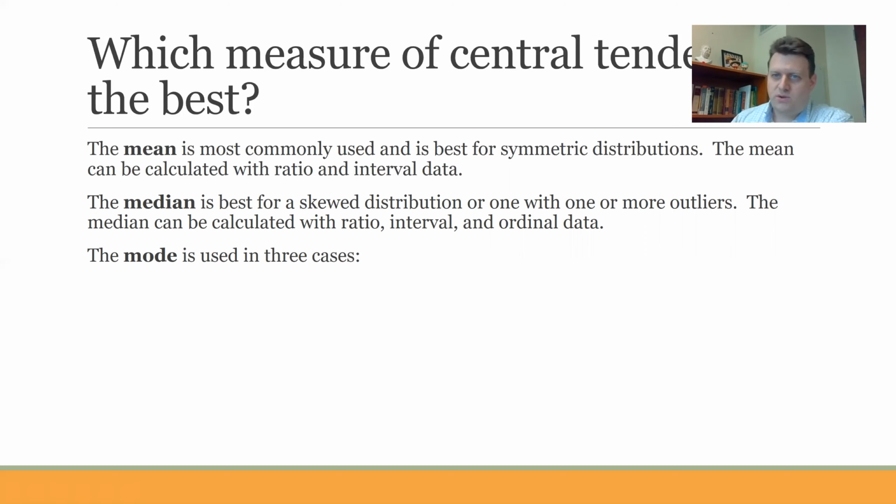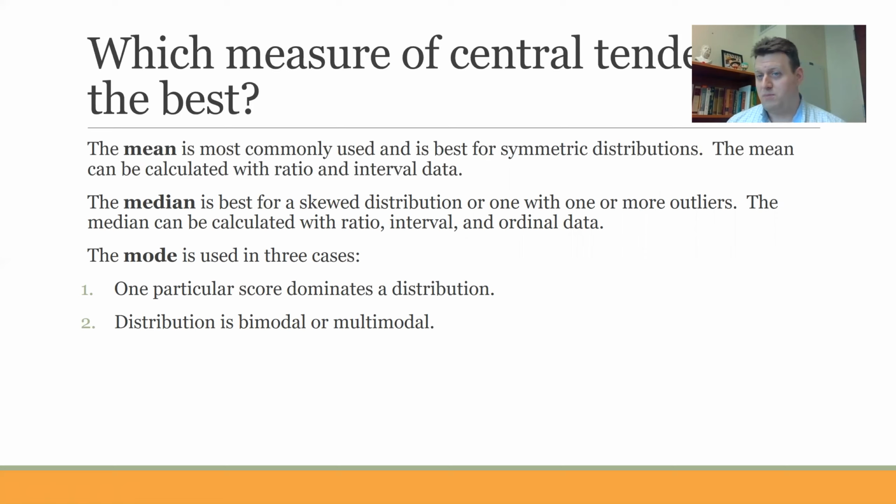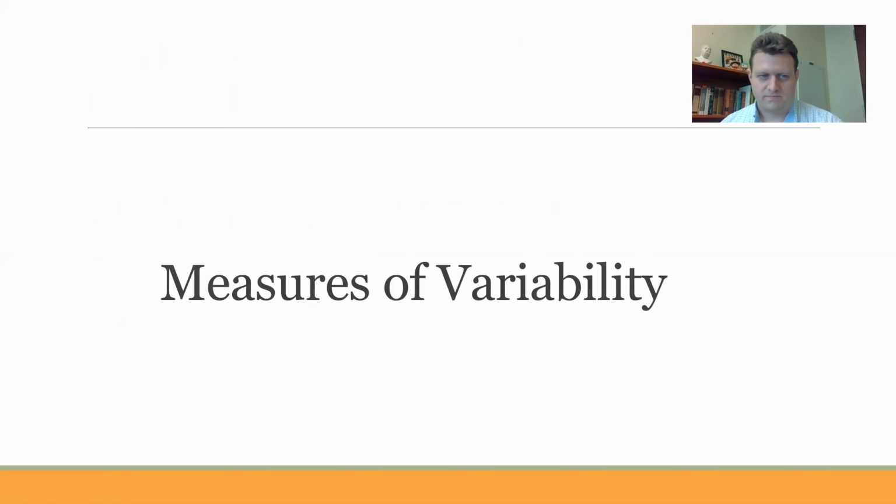The mode we should use in a few cases. One, if a particular score really dominates the data set, it's important to report the mode. Let's say a distribution has multiple modes. It's a bimodal distribution, or a multimodal distribution. In that situation, it's important to note what those modes are. And if our data are nominal, there's no measure of central tendency except for the mode. So the mode's the best thing that we've got, so we might as well use it. So those are measures of central tendency.